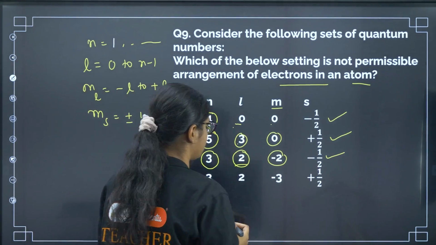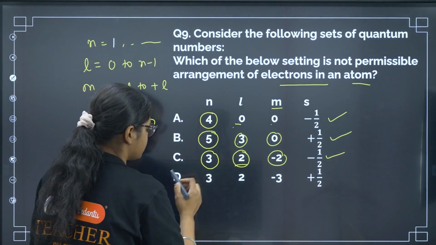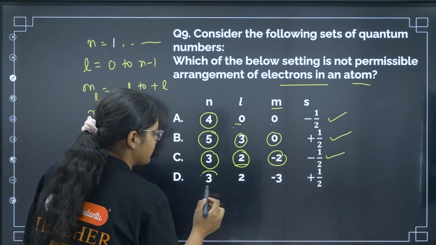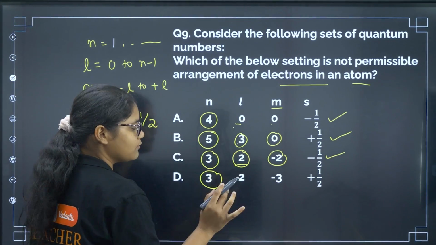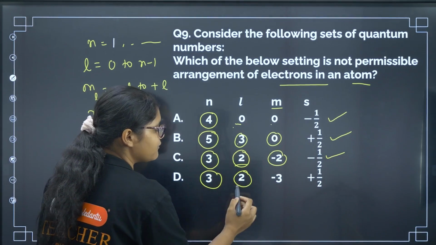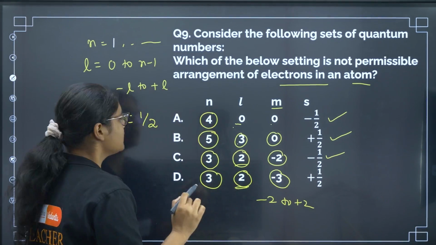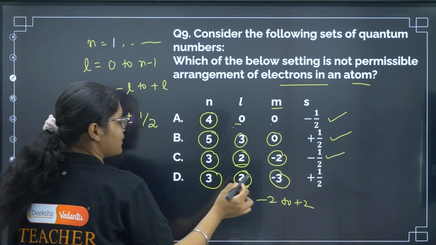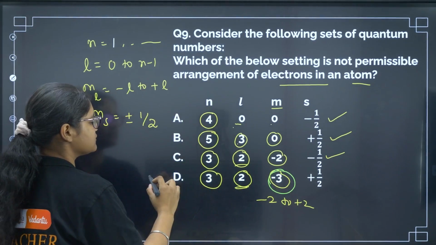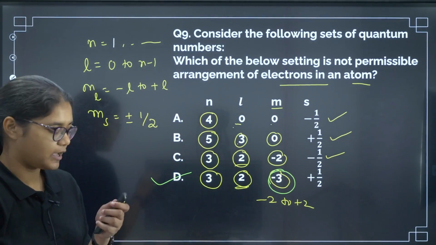This value is also correct. Now let us see this one. So the correct answer should be D. N is 3. Okay. So L values can be 0, 1, 2. This is correct. But the ML value for this one is -2 to +2. Right. -3 will not come. So this part is given wrong. Okay. So the correct answer for this question is option number D. I hope this is clear.